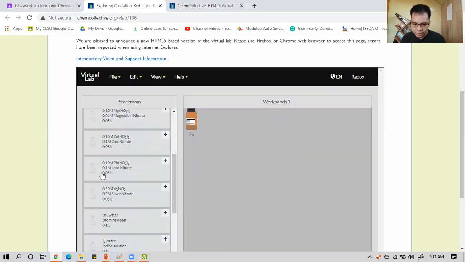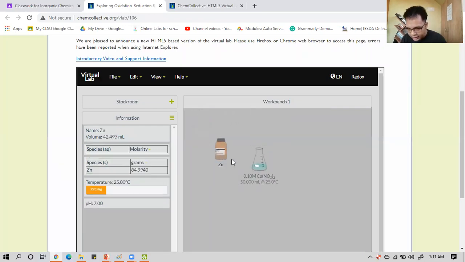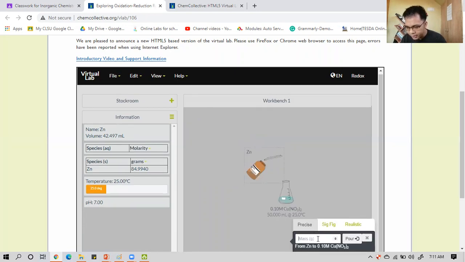Then the solution, the copper nitrate. What you do is just click here and then drag it here. And then you add a specific amount. So let's say 0.5 gram. And before you pour it, you check the temperature changes, the molarity of the species, and the mass. You see? Here. And also the color. And let's pour it.